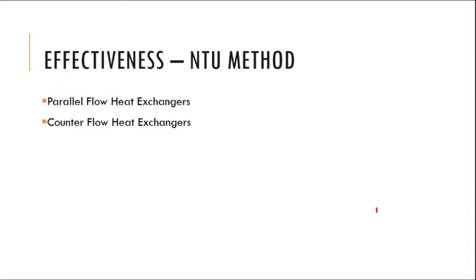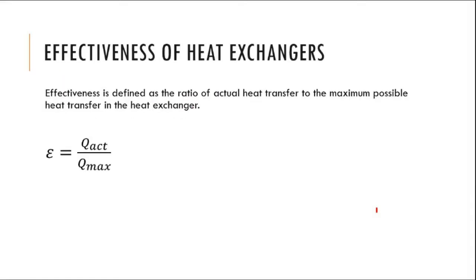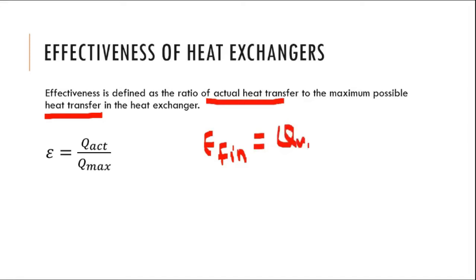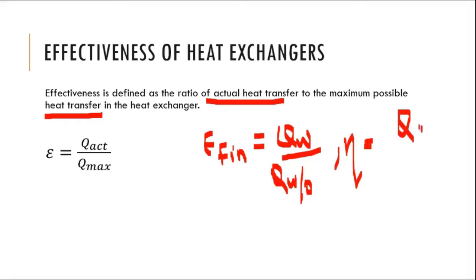We will again revise what is effectiveness of a heat exchanger. Effectiveness of a heat exchanger is defined as the actual heat transfer rate to the maximum possible heat transfer rate. Now we must not get confused with effectiveness of a fin. Effectiveness of a fin is given by Q with fin divided by Q without fin. Efficiency for a fin is given by Q actual by Q max. These are the definitions which we studied in fins.